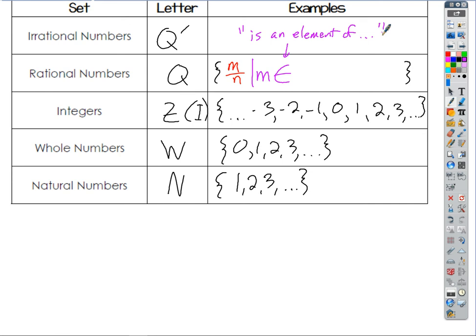You told me m is an integer and n is an integer. So how can I make this really brief and concise like we like to do in math? M is an element of, how do I say it instead of integers? Z. Okay, good. So m is an element of Z.